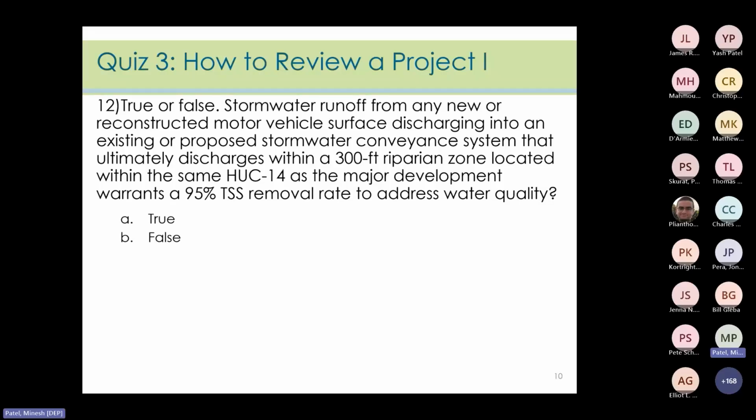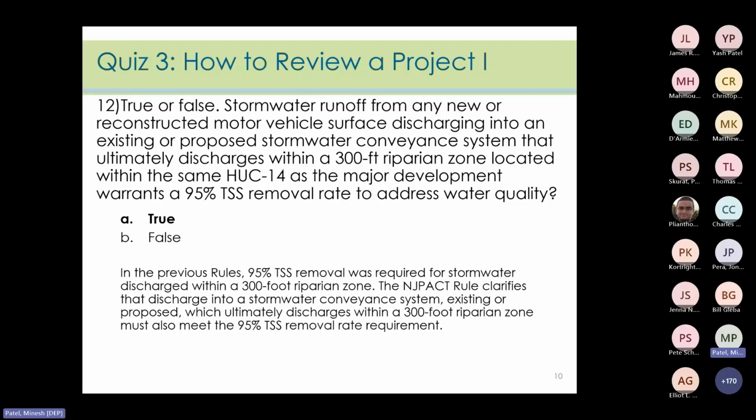Question 12, true or false? Stormwater runoff from any new or reconstructed motor vehicle surface discharging into an existing or proposed stormwater conveyance system that ultimately discharges within a 300-foot riparian zone that's located within the same HUC 14 as the major development warrants a 95% TSS removal rate to address water quality. And the answer here is true.